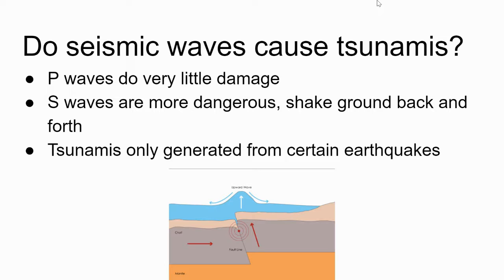But the S waves are where the danger comes from, as they shake the ground horizontally and also have some vertical aspects. And they also have a greater amplitude than P waves. So that's where you feel the shake. That's where buildings can collapse and you can get some cracks in the earth.